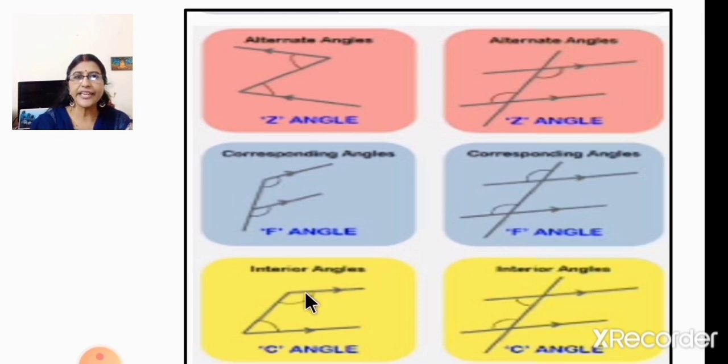Same way you can see a C shape here. C shape stands for interior angles. So you can see these two are interior angles. Same way these two are interior angles. So this way you can remember.